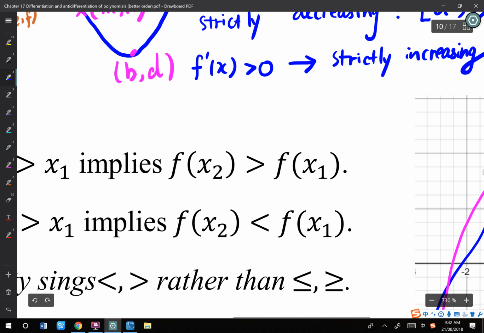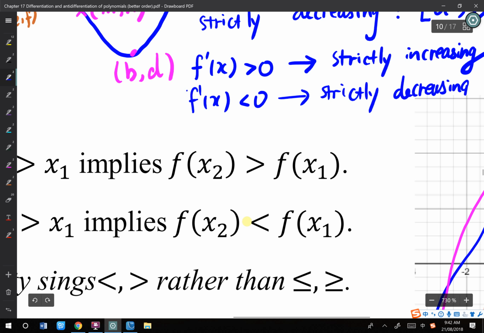When f dash x greater than 0, it is definitely a strictly increasing function. When f dash x less than 0, what can you say? Okay, strictly decreasing function. Okay, what can f dash x equals to 0 tell you? Yeah, it can be flat, it can just remain the same.